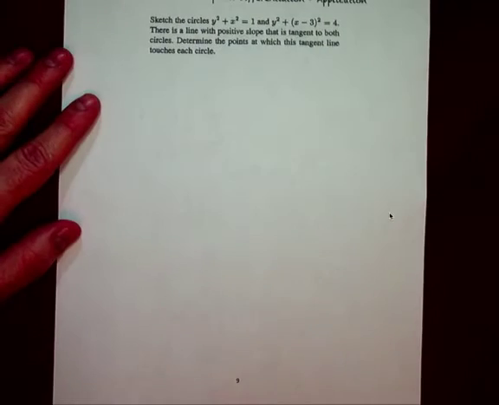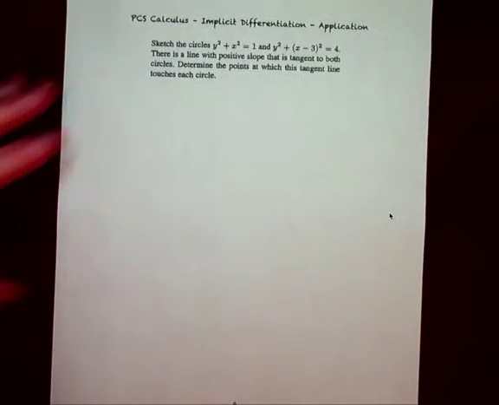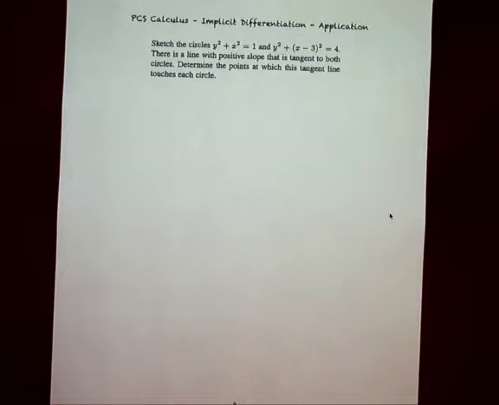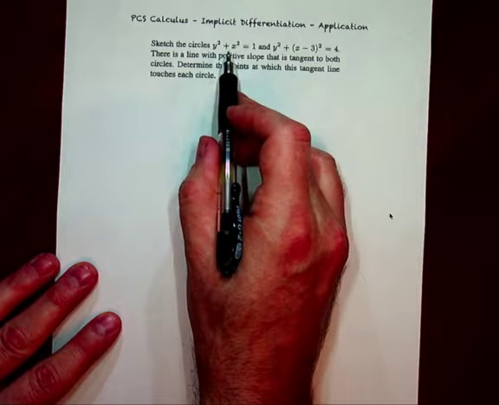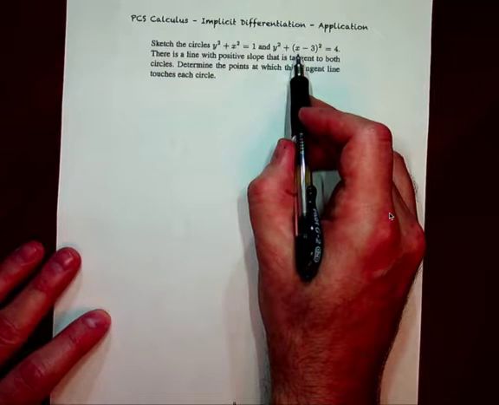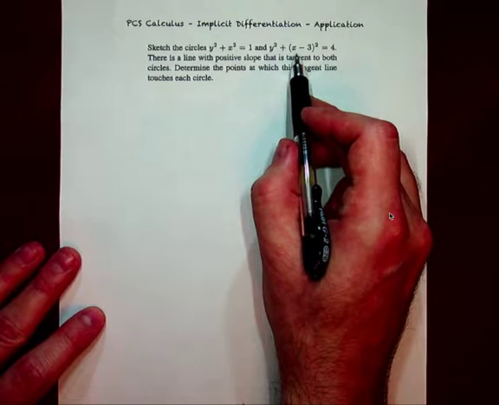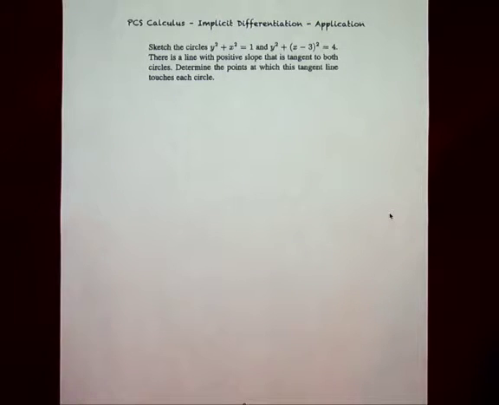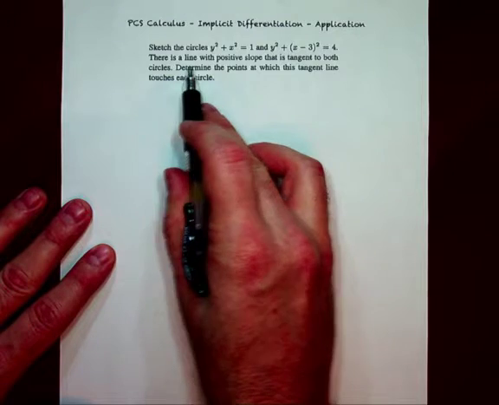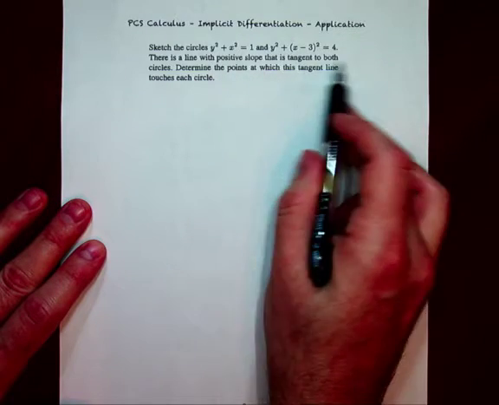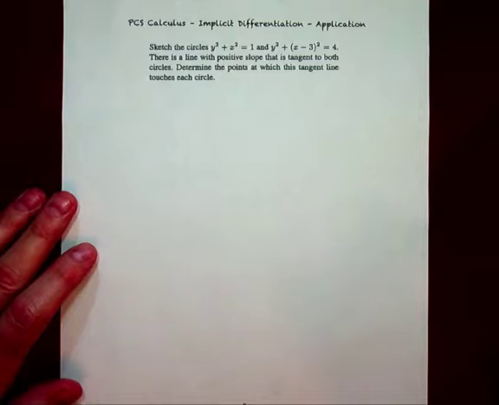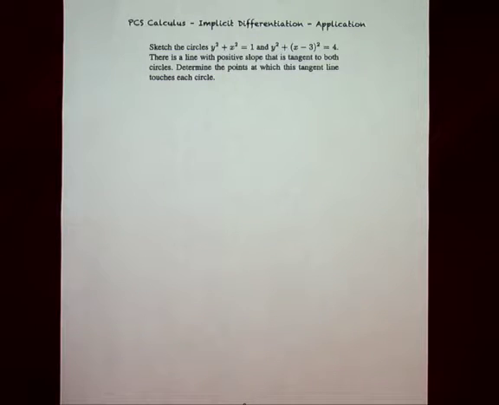So, sketch the circles, okay? y squared plus x squared is equal to 1, and y squared plus x minus 3 squared is equal to 4, okay? So that's 2 circles. This one is at the origin. This one is centered at 3, 0. So stop for a second and see if you can actually imagine what those look like, before I spoil the surprise and show you here. There is a line with positive slope that is tangent to both circles. Determine the points at which this tangent line touches each circle.